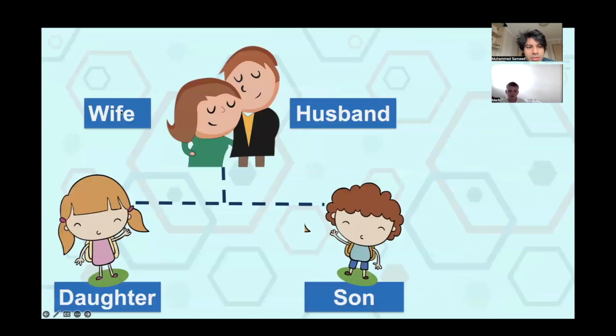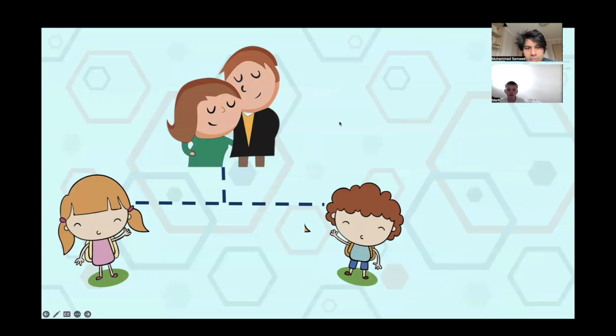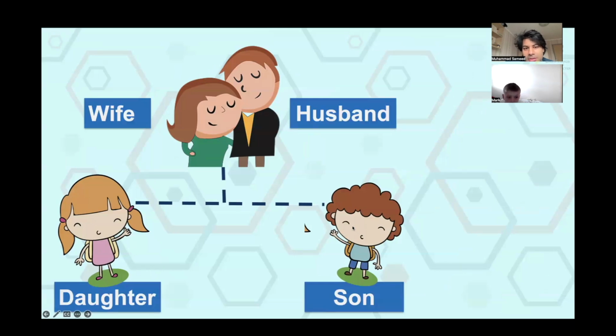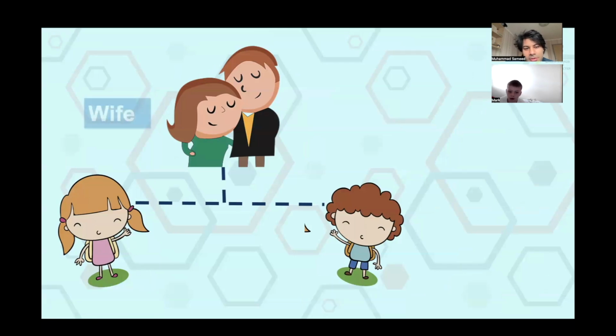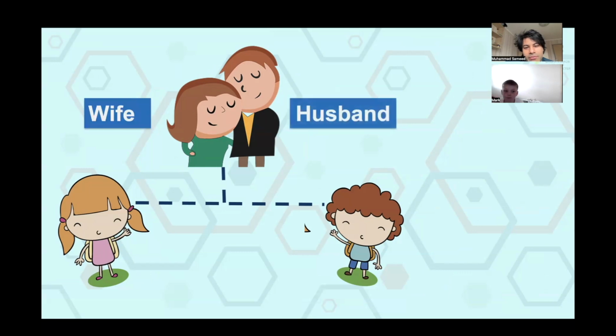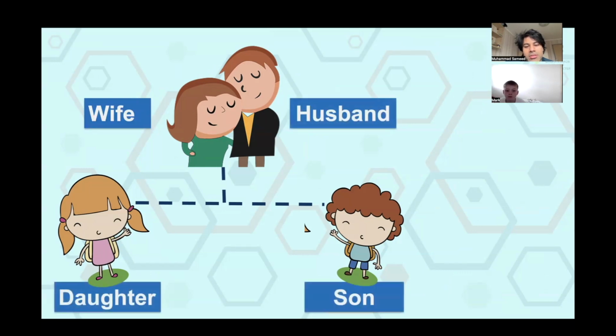And this, what is this? Wife. And this. Husband. And this. Girl. Daughter. And this. Son. Yes. Wife, husband, daughter, son.